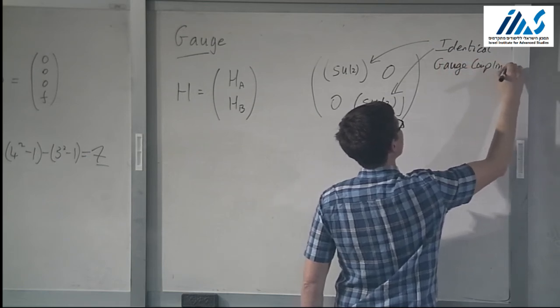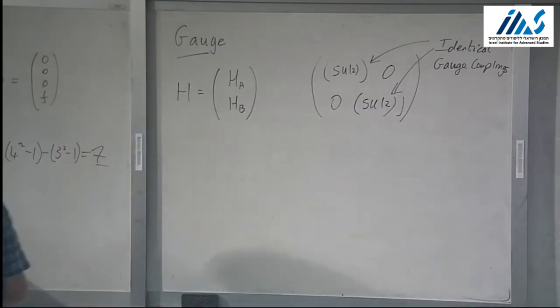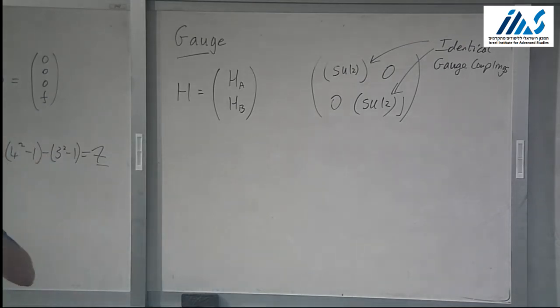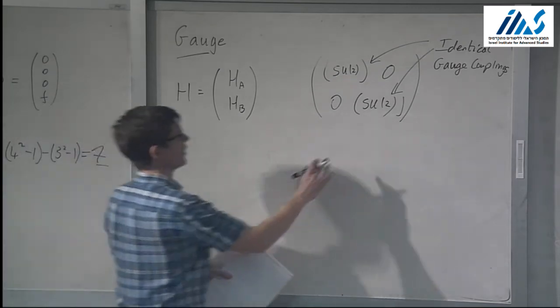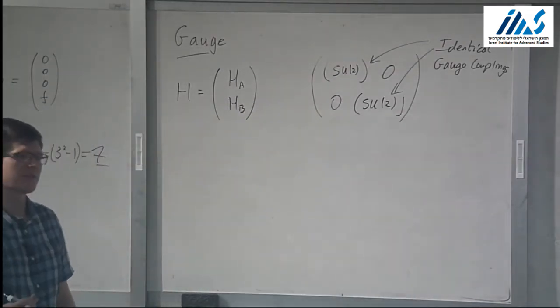Now let's do the same estimate that we did every single time, right? We've gauged the subgroup, that means we've broken the symmetry. So we expect to have now, we're not using the Goldstone's theorem anymore because we've got explicit breaking of the symmetry. Yes?